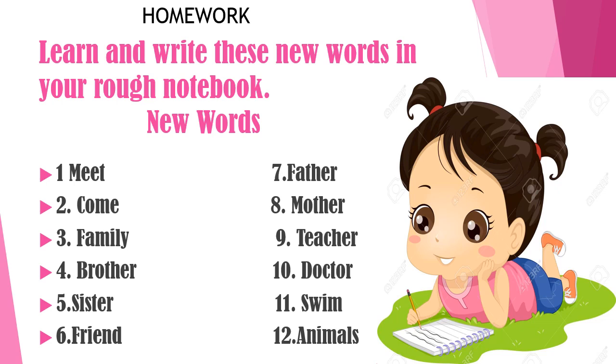6th one is friend. Friend means dost. 7th one is father. Father means papa. 8th one is mother. Mother means mummy. 9th one is teacher. Teacher means master, shikshak. 10th one is doctor. 11th one is swim. Swim means तैरना. 12th is animals, means जानवरों.